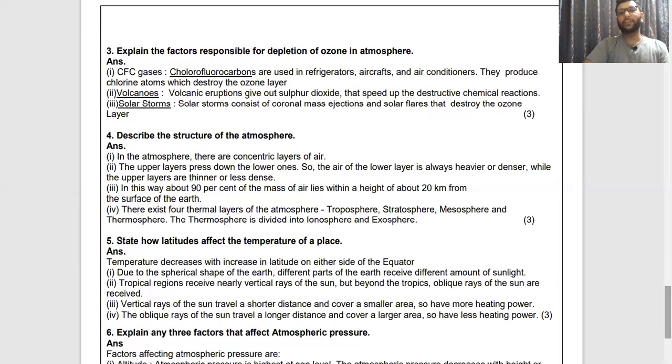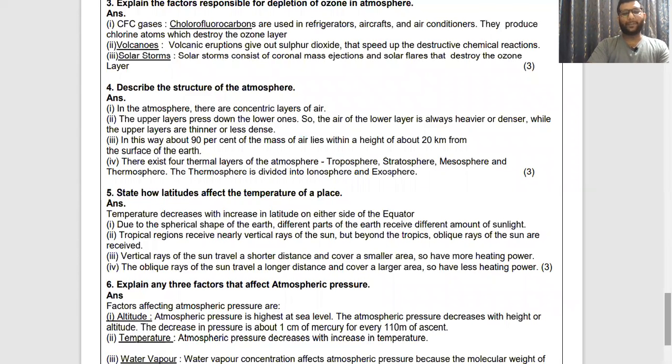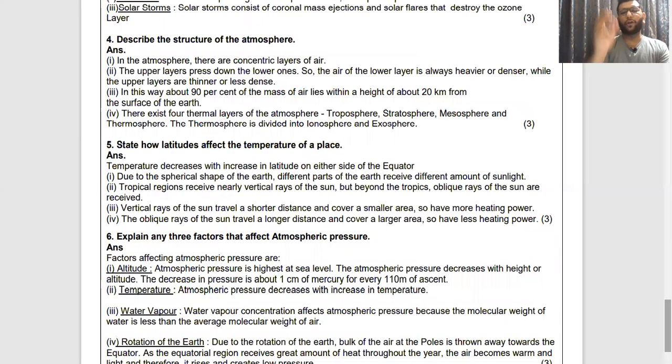Solar storms. Solar storms consist of coronal mass ejections, which have been released all the way up, and these solar flares are destroying the ozone layer as such. So, end of the day, these are the three factors which indeed are affecting the ozone found in the atmosphere. Coming to the next question. Again, these 3 points, if you notice, the important terms have been underlined. Do underline them, and 3 full marks you can score out here. All right, let's come to the next one. Describe the structure of atmosphere.